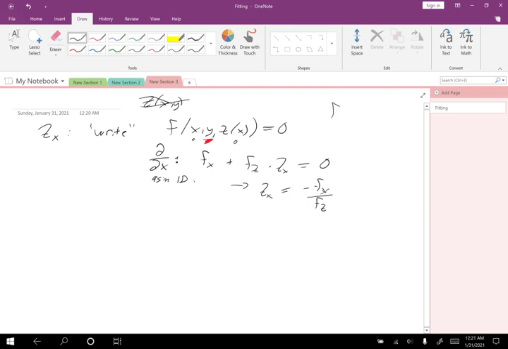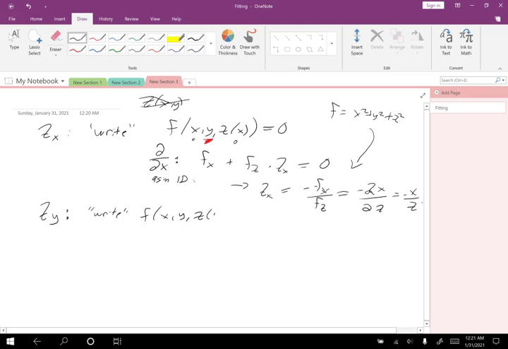In the case that f equals x squared plus y squared plus z squared, that simply gives you minus 2x divided by 2z, so this is just minus x divided by z. Now let's find zy. By symmetry, it should be minus y divided by z, but let's show this by differentiation. I'm going to write f of x, y, z of y equals 0. I will again underline the variable that I'm ignoring.